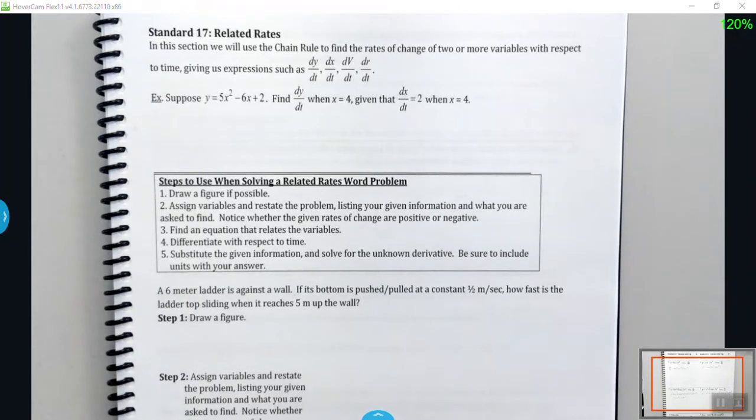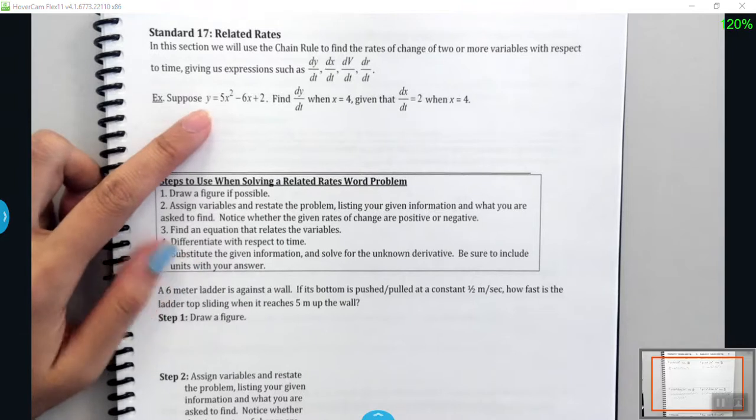Okay, let's do some related rates. So this time we're going to use chain rule and implicit, but we're going to take the derivative with respect to time. So a lot of times now they're going to say the rate of this doing something and the rate of this doing something, and both of them are part of the problem, and you have two variables changing with respect to time.